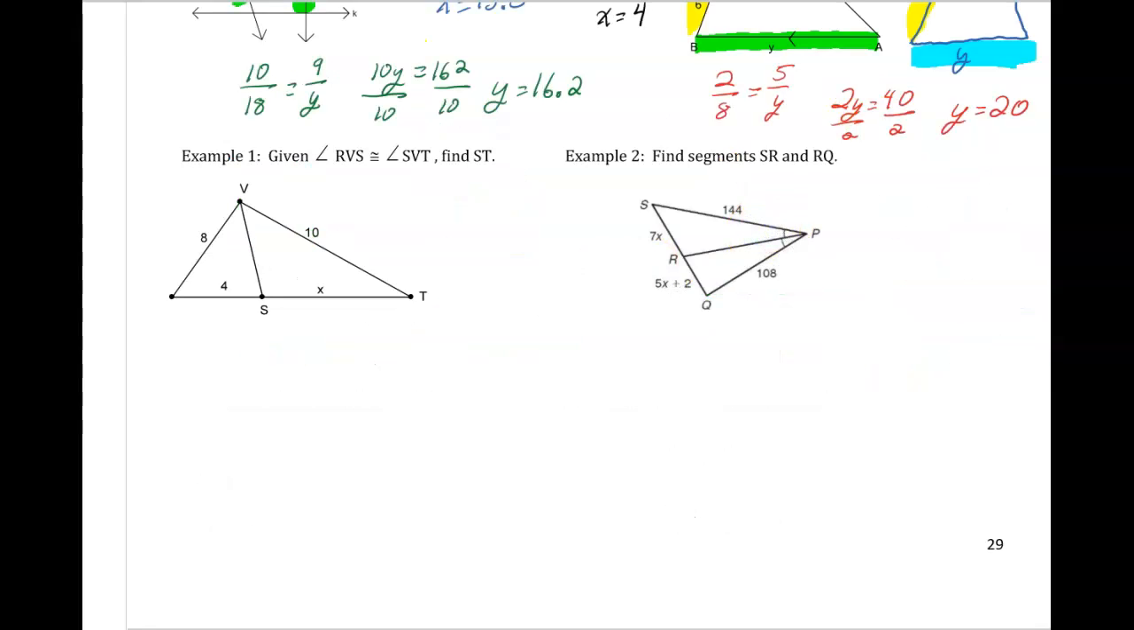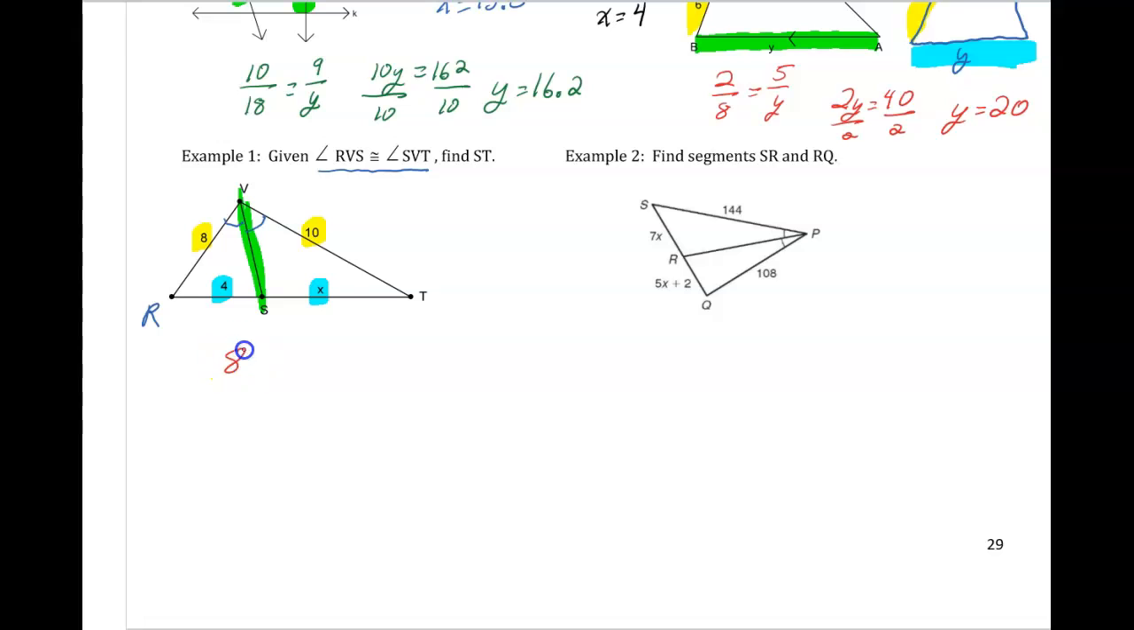So let's take a look at example 1 and 2 on the bottom of page 29. The first thing I notice is this says our angle RVS is congruent to SVT, and we are missing the angle point R there. So these two blue angles are equal, which means this is the angle bisector. So I think of that green line as the fraction bar. So 8 divided by 10 is equal to 4 divided by x.